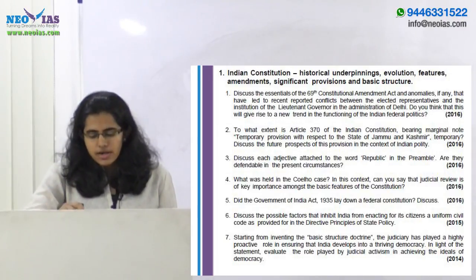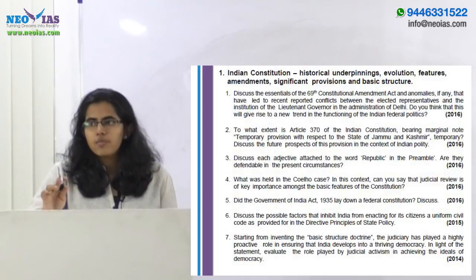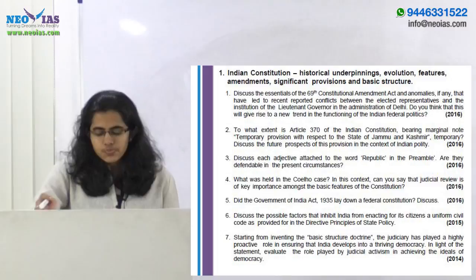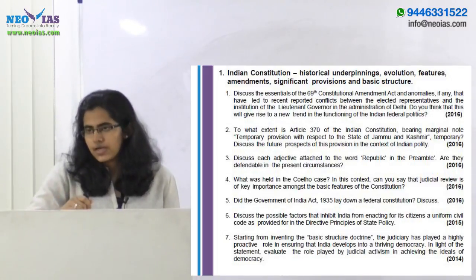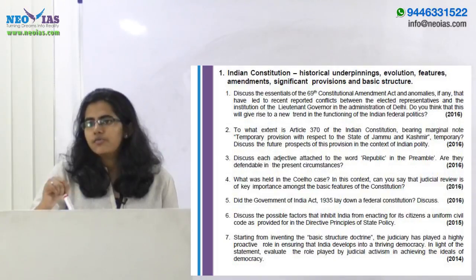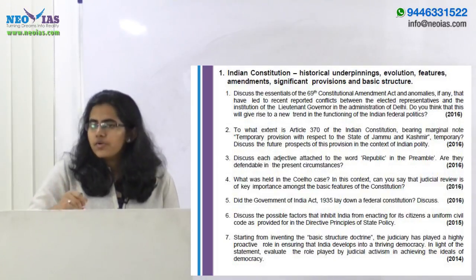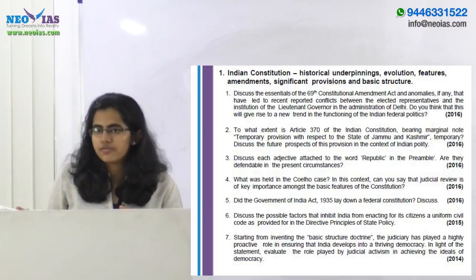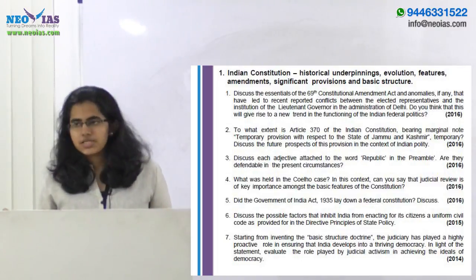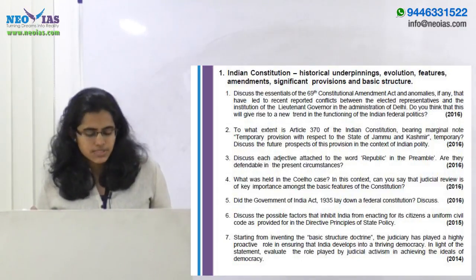Discuss the possible factors that inhibit India from enacting for its citizens a uniform civil code as provided for in the Directive Principles of State Policy. So that is also asking about Article 44 of the DPSP. The Uniform Civil Code has been in discussion for many years. So this was one of the current affairs questions; you can classify this particular question under the topic of current affairs. So now we look into the seventh question.